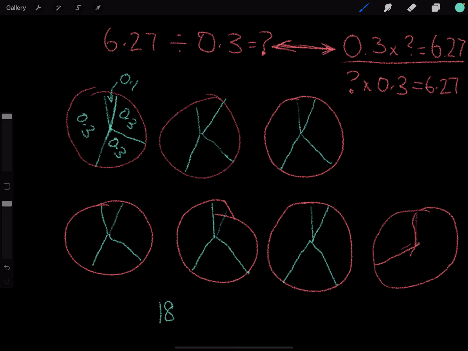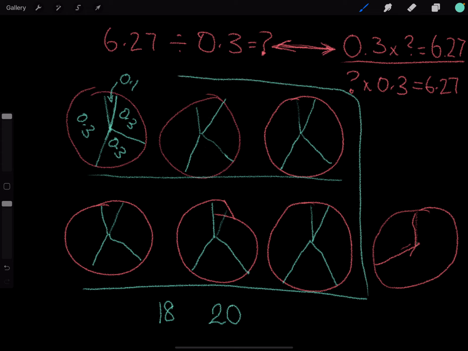Okay, and then you have the 0.1s. And just from these top 3 ones, there's 3 0.1s. And 0.1 times 3 equals 0.3. And then there's another row down here, and that's another 0.3. So how many 0.3s have we got in all of that? 20. Okay, so in all of this bit, there are 20 0.3s.